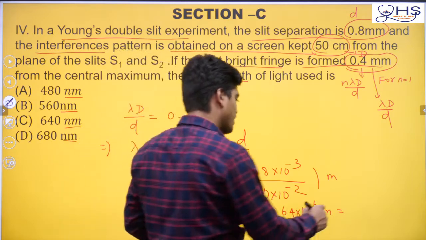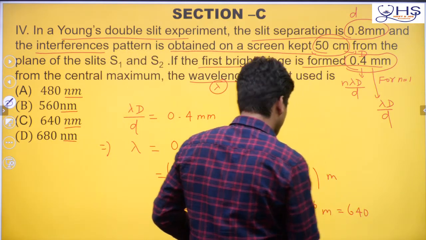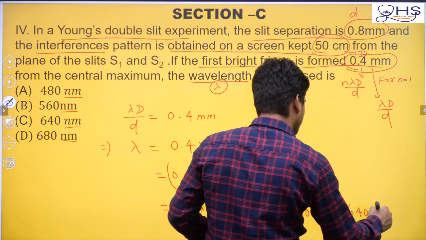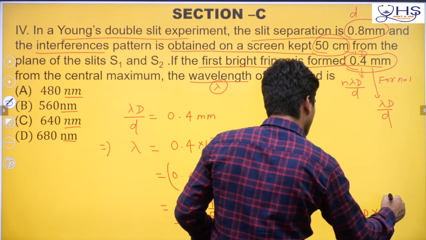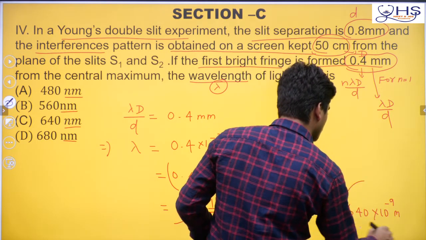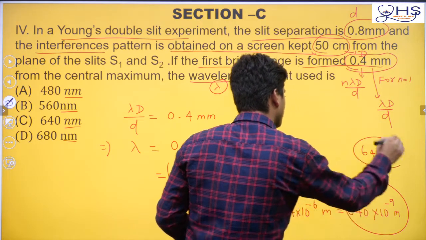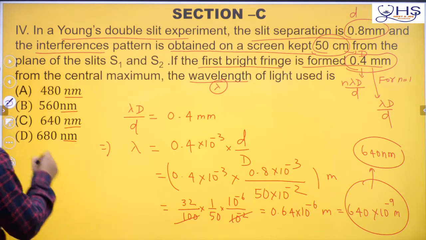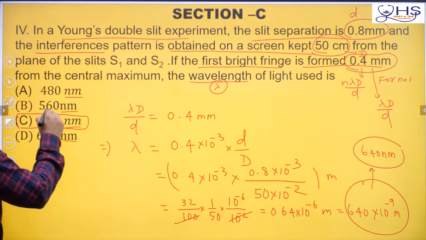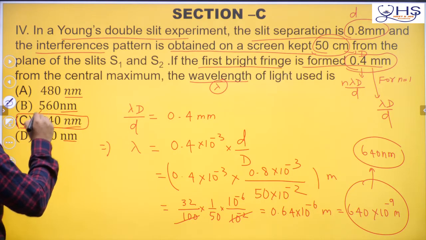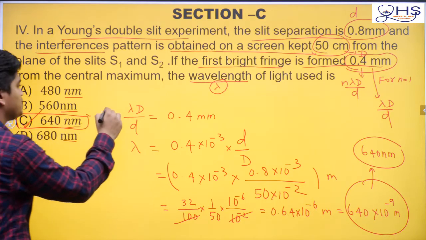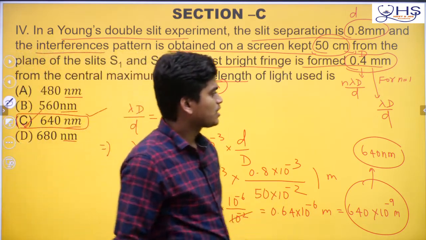If 1000 will multiply, it will get 0.64, we will get 640, and 10 to the minus 6 will become 10 to the minus 9 meter. So this answer is nothing but 640 nanometer. We will check your answer. Option C is given 640 nanometer, so you can put this answer. So option C is the correct answer. So calculation is very easy.